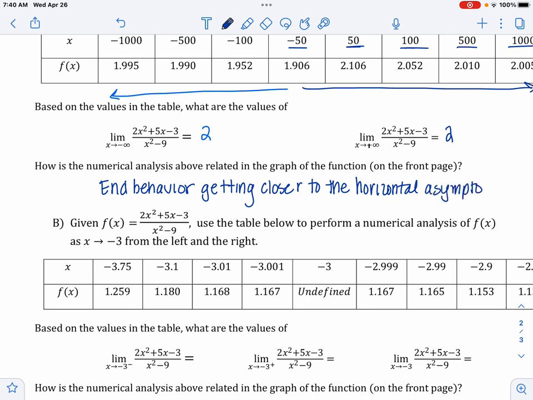So what can we gather from this? We can gather that if you want end behavior of a rational function, you can find the horizontal asymptote. And we know that that's what the end behavior is going to look like. It's going to get closer and closer to our horizontal asymptote.